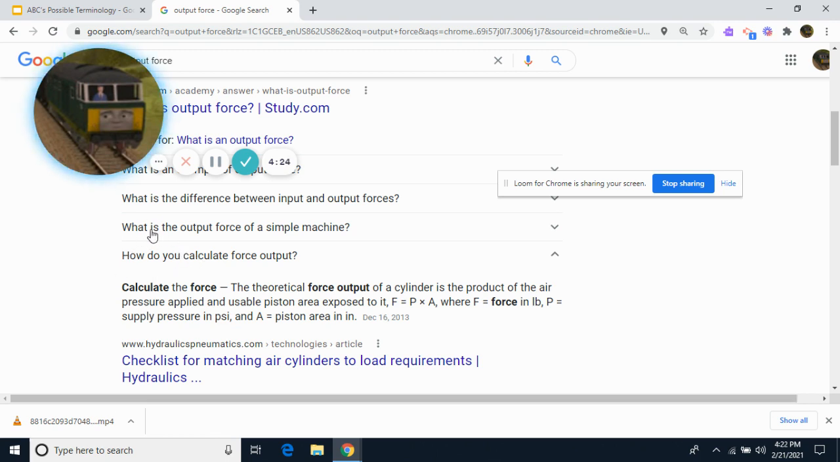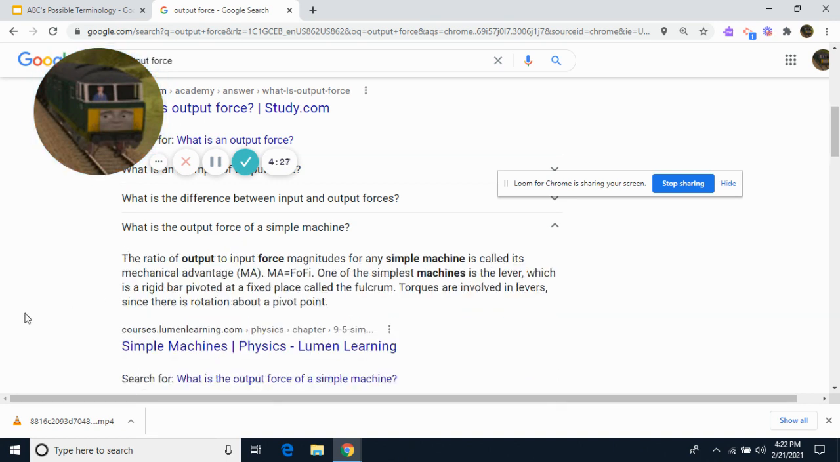So what is the output force of a simple machine? The ratio of the output to input force magnitudes for any simple machine is called its mechanical advantage. MA equals Fo over Fi. One of the simplest machines is the lever, which is a rigid bar pivoted at a fixed place called a fulcrum. Torques are involved in levers since there's a rotation about the pivot point. All right, one more question.